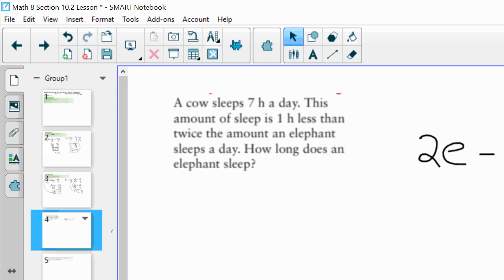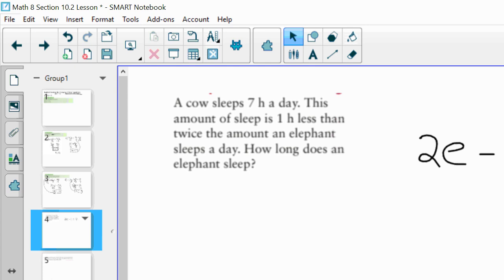Does this make sense? Is this a reasonable answer? Well, yes. A cow sleeps 7 hours a day, and that's 1 hour less than twice the amount an elephant sleeps a day. So obviously a cow sleeps more based on that sentence, so this makes sense that an elephant would sleep 4 hours. Okay, one more word problem.